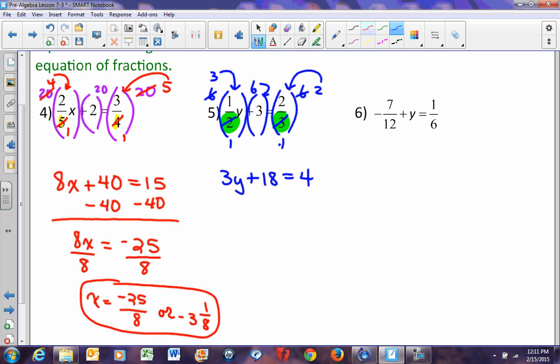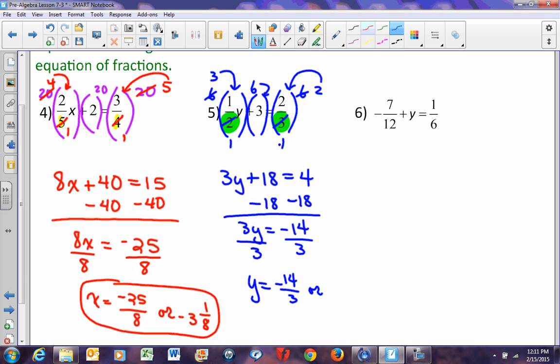Now it's a two-step equation. I can subtract 18 from both sides. 3y equals negative 14. Divide by 3. Y equals negative 14 thirds, or negative 4 and 2/3. And there you have that equation. As you can see, it's not hard if you clear the fractions.